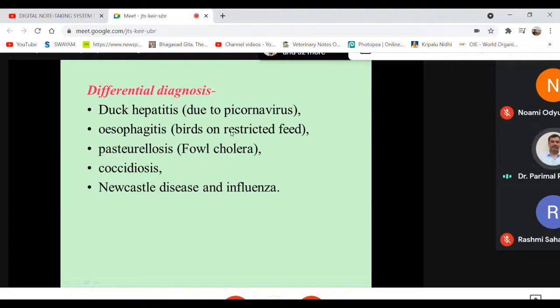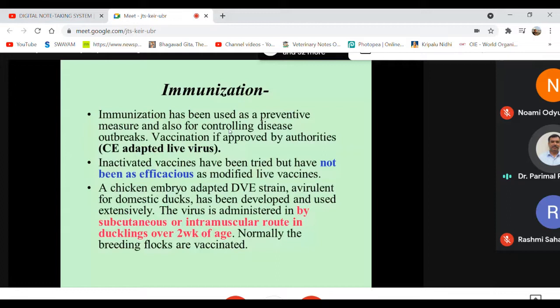Now coming to prevention and control, we have effective vaccines, cell culture adapted vaccines, which can give very good protection against infection. These live attenuated vaccines are available in the market, and are mainly inoculated by the subcutaneous or intramuscular route in ducklings at two weeks of age. The reason for vaccinating at 2 weeks of age is that the maternal antibody persists up to that period, and if you give the vaccine during that time it will not be effective.